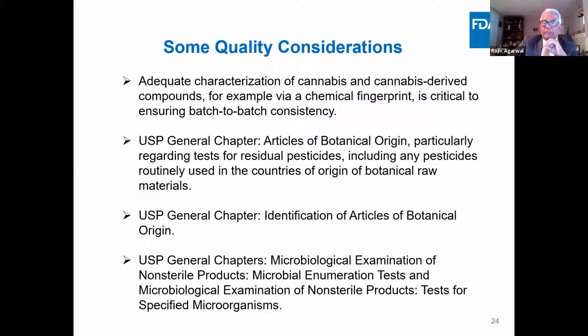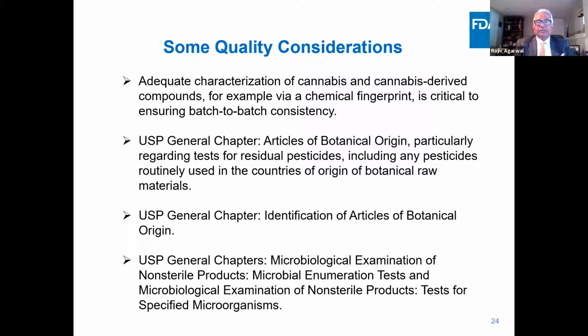For example, biochemical fingerprint. The chemical fingerprint is, once you extract it and put it through HPLC, you will see different peaks or a combination of peaks, a spectrum that will have different peaks. And once we have that reference, then every product that comes out of it has to be superimposed, which is called fingerprinting. And there is a USP chapter called Article of Botanical Origin, and that is Article USP 561.